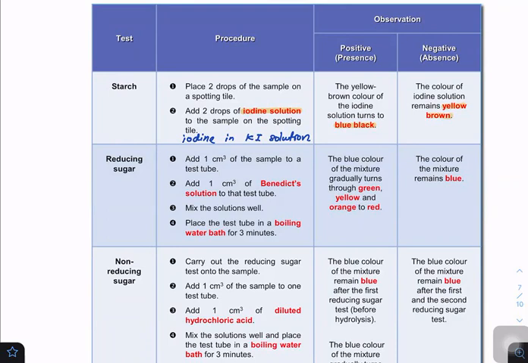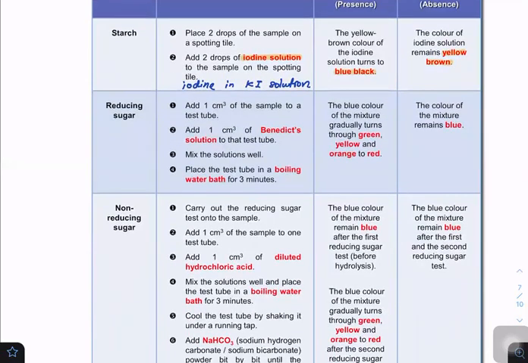Okay. So the test for the reducing sugar. So what are the reducing sugars that we have? We have glucose, we do have fructose, and galactose. Those are monosaccharides. Disaccharides, we do have maltose and we do have lactose. So we're going to learn in detail why they have the reducing property.